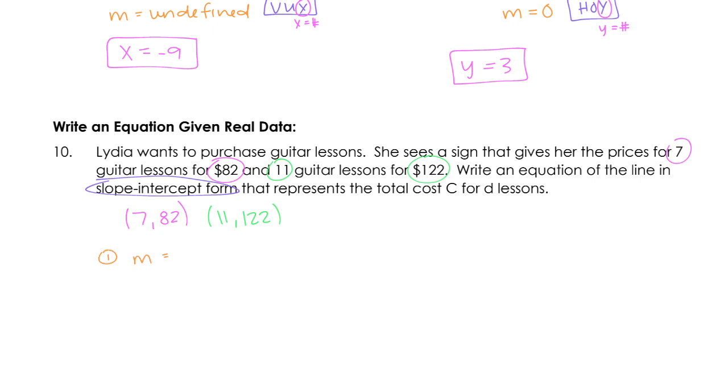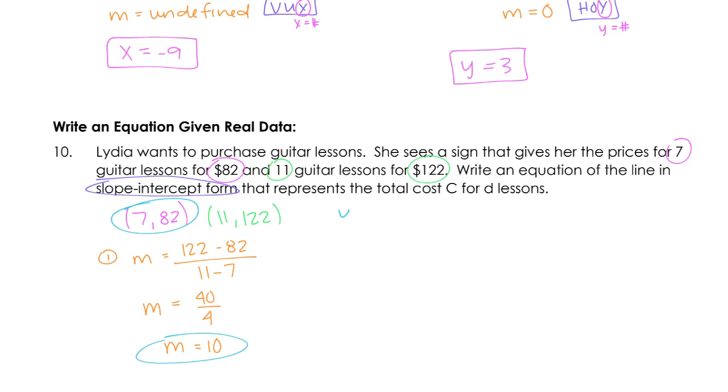So m equals, this is 122 minus 82 over 11 minus 7. So we would end up with 40 over 4. Our slope is 10. And then after that, we need to pick a point. Again, it doesn't matter which point we choose. I'm going to just choose 7, 82 since they're smaller numbers. And using that slope there, put it in point slope form and then convert to slope-intercept form.